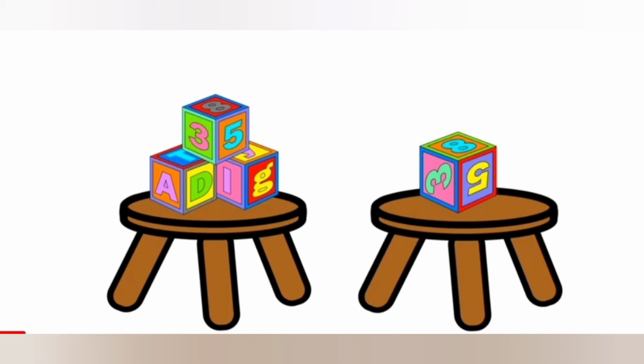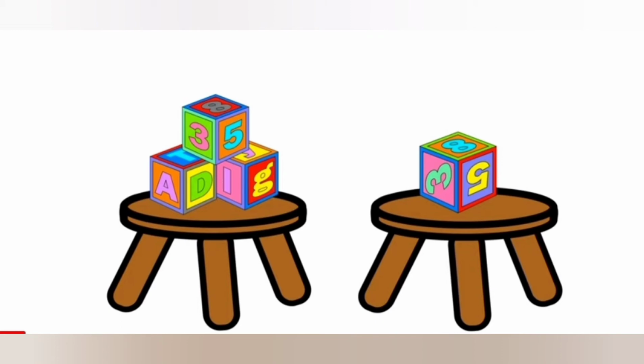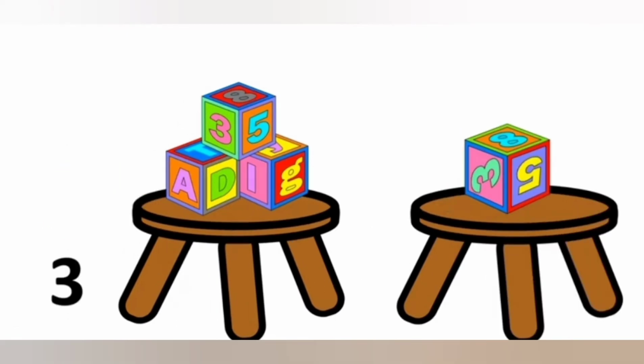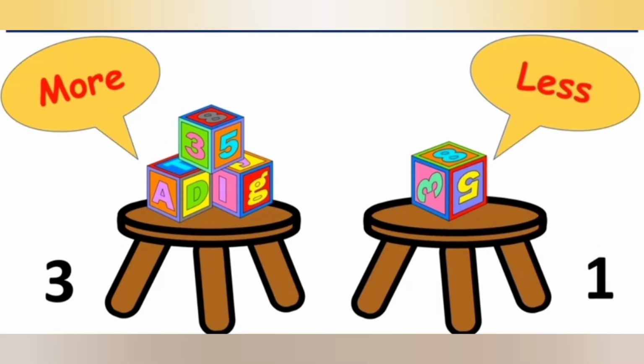Here you can see 2 tables are there and some blocks are kept on the tables. Let us count the blocks on first table. 1, 2, 3. So there are 3 blocks on the first table. Now let us count the blocks on the second table. Here only 1 block is there. So which one is more and which one is less? Yes, the 3 blocks are more than the 1 block. 3 blocks are more and 1 block is less.